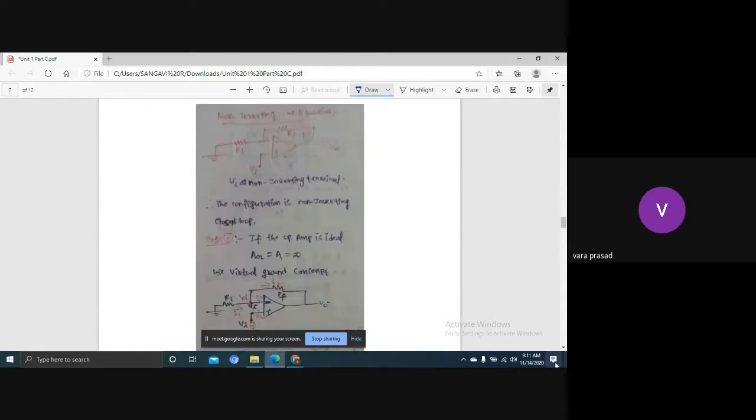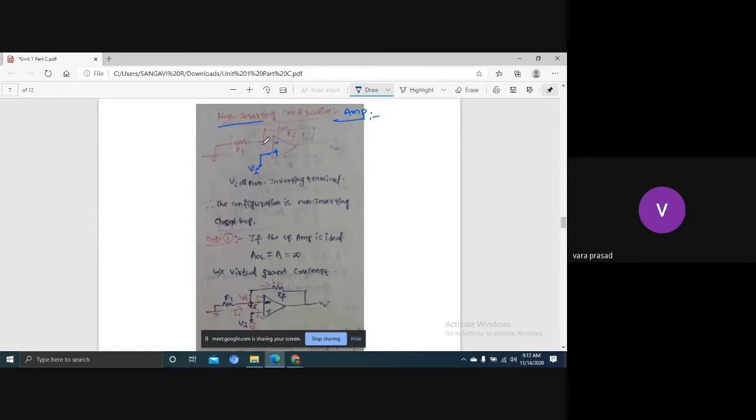Very, very important: the non-inverting configuration, or non-inverting amplifier. Please keep in mind, we are expecting these questions. Non-inverting means we have to apply the input at the non-inverting terminal. This is Vi. Here, the inverting terminal, the minus terminal, we have to give to the ground.